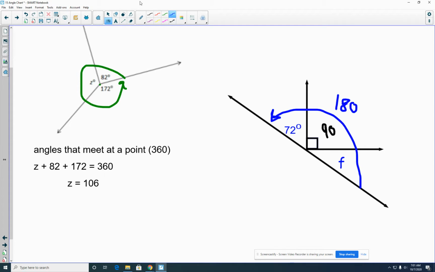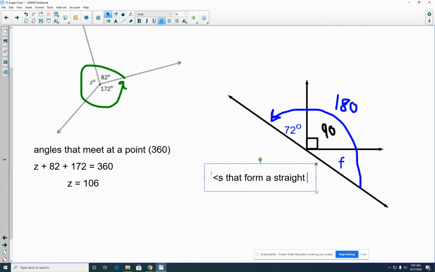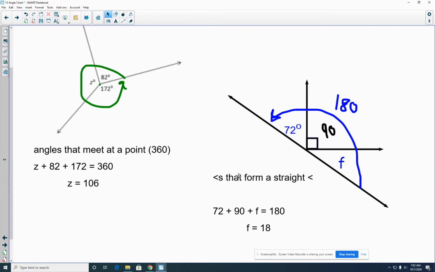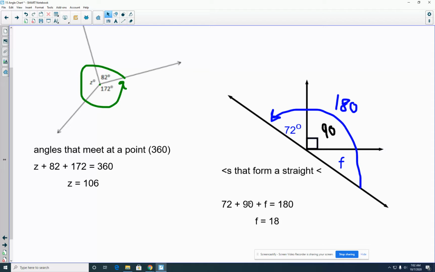But these angles are not a linear pair because there's 3 of them. Remember, linear pair is 2. So these are just angles that form a straight angle. That means that they sum to 180. So we have 72 plus 90 plus f equals 180. So if we combine like terms and subtract, we find that f is 18 degrees there. Angles that form a straight angle, we get f equals 18 degrees.